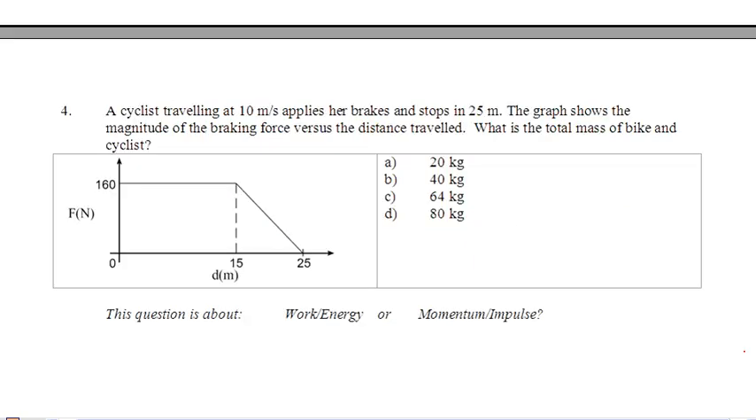Stolen this one off of an old exam. A cyclist is traveling at 10 meters per second, applies her brakes, and she stops in 25 meters. The graph shows the magnitude, the size of the braking force, the backward force, right, versus distance traveled. Okay, that's interesting. Her braking force is not always steady. It's not always 160. It actually drops off.